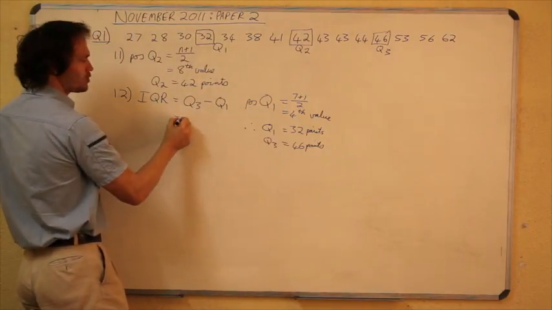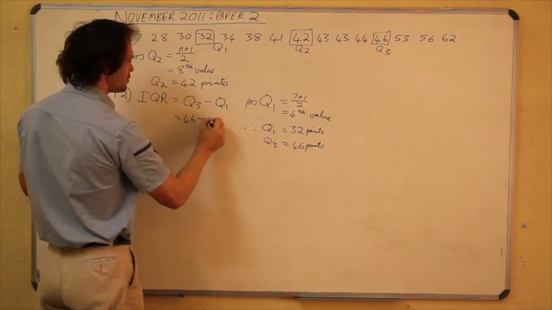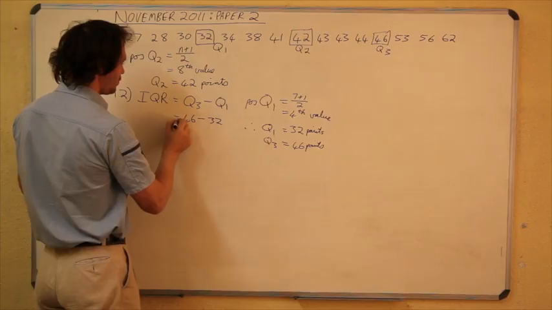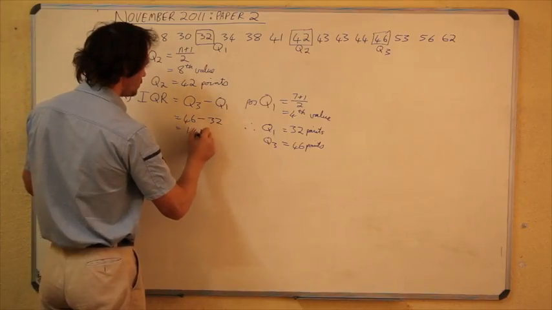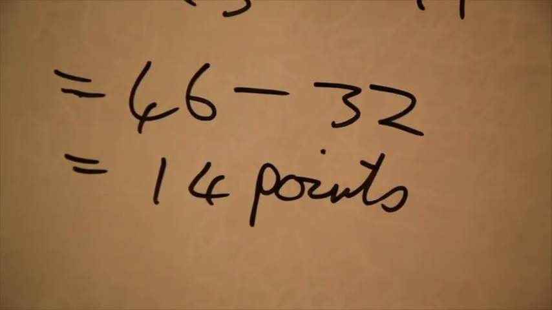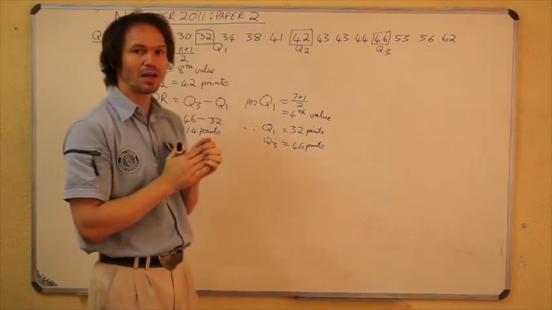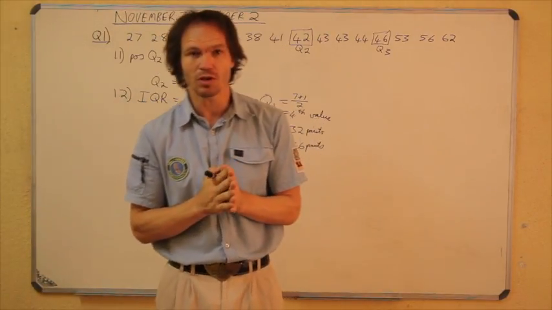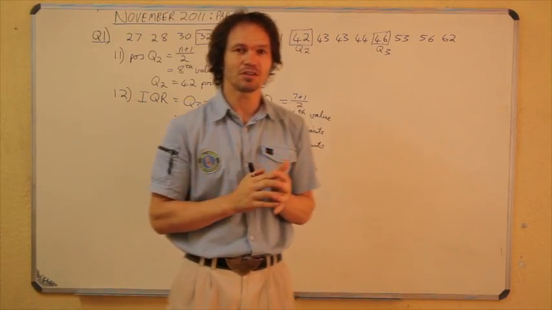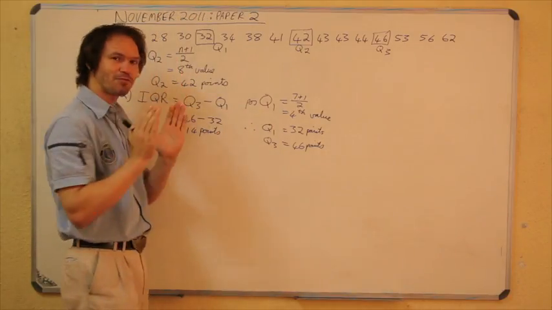Brings us back to our interquartile range, which is 46 minus 32, which is just simply 14 points. Alright? So our interquartile range is 14 points. That means the middle 50%, that's what the interquartile range tells us. The middle 50% of the team scored between 32 and 46, in that gap of 14 points.